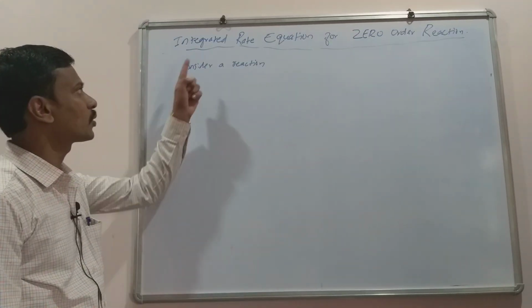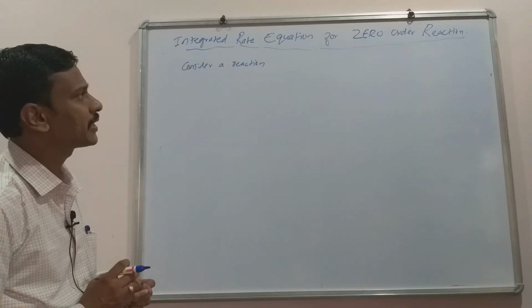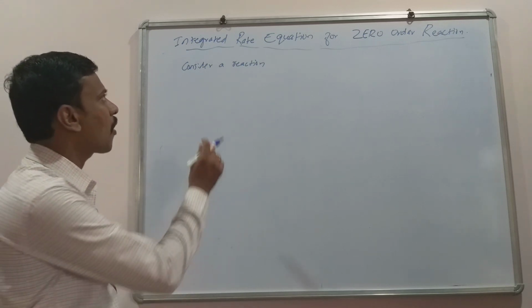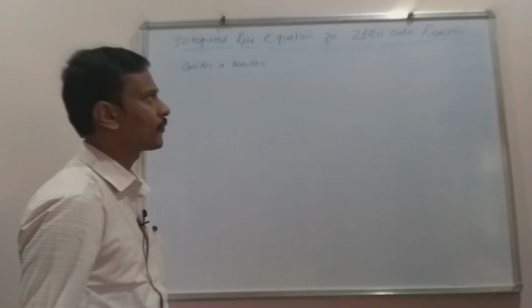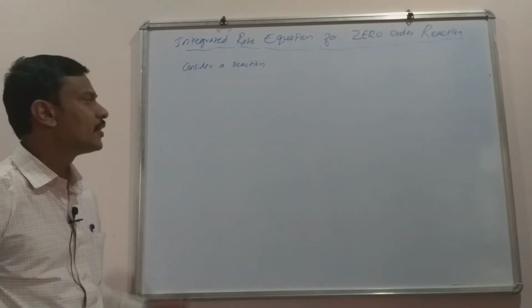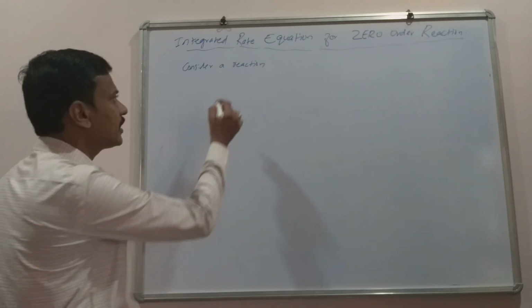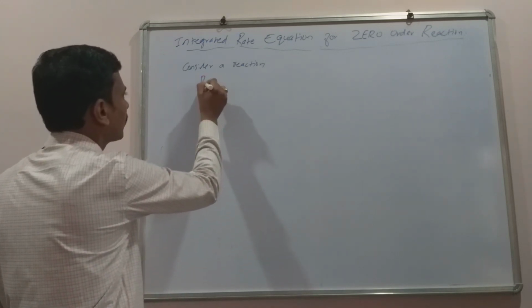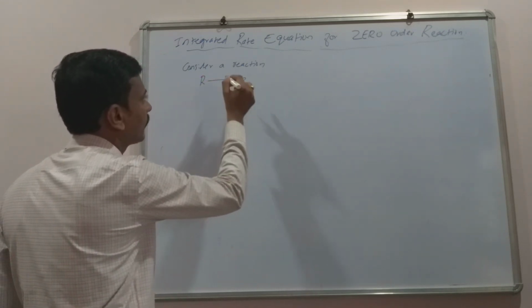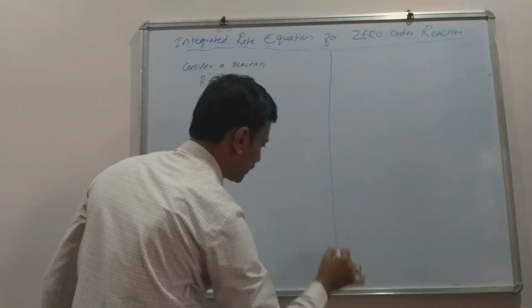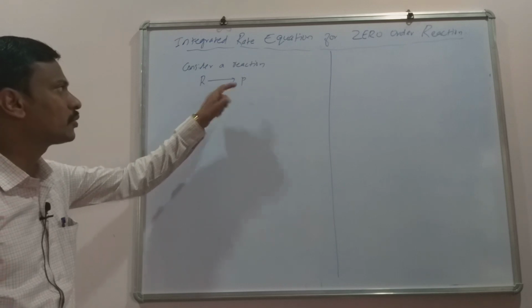Okay, now we shall move on to the next one. Integrated rate equation for zero order reaction. Let us study the derivation of the integrated rate equation for zero order reaction. For that, let us take a general reaction. Consider a reaction R gives the product P. Just remember, R gives the product P.